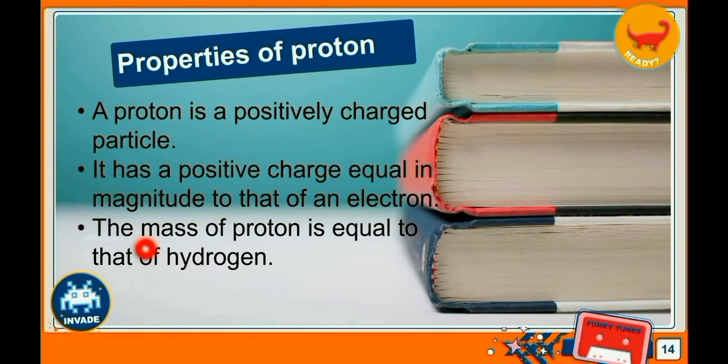Clear? Moving on to the third point, the mass of proton is equal to that of hydrogen. So what is the mass of proton? Mass of proton is equal to that of hydrogen. But what was the mass of electron? It was slightly less than that of hydrogen, with which we can derive a conclusion that proton is a little heavier than that of electron.